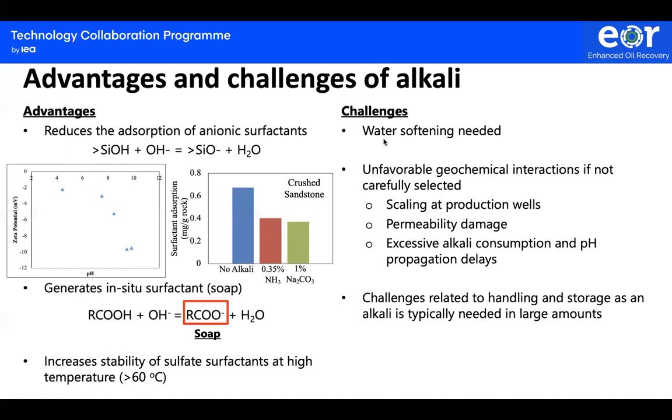What are the challenges? Of course, you need water softening when you're using an alkali, because otherwise your divalent cations can precipitate. Some of these alkalis, under some conditions, can undergo unfavorable geochemical interactions, and that can lead to scaling at the production well, permeability damage, excessive alkali consumption, and pH propagation delays. And for field operation, since a large amount of alkali is typically needed, storage and handling is also a challenge.